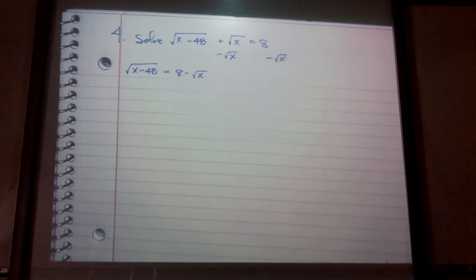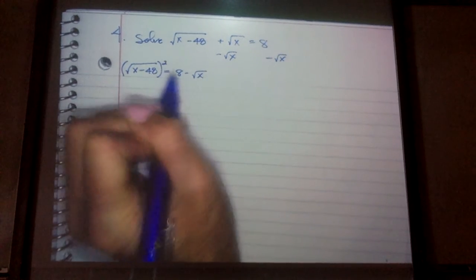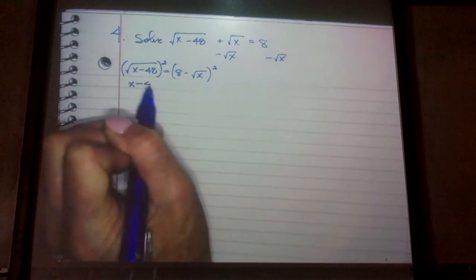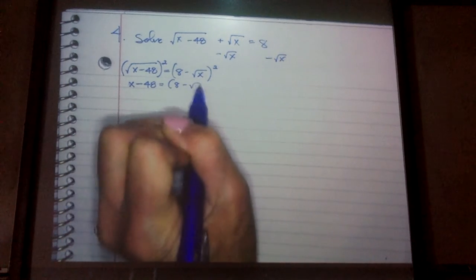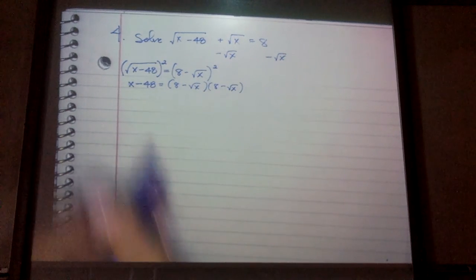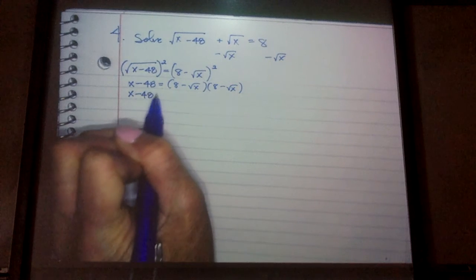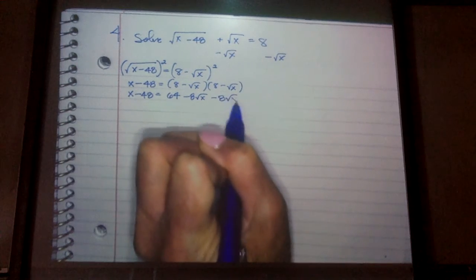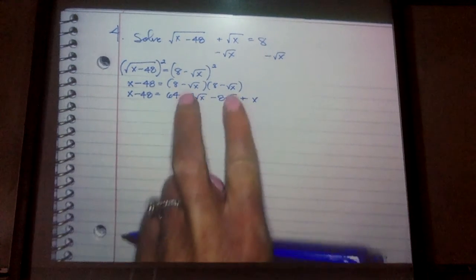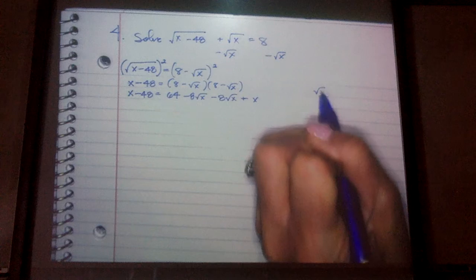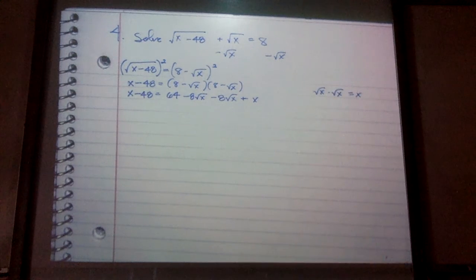Now to get rid of this square root, I'm simply going to square both sides. So on the left, these cancel, and I'm left with x minus 48. And on the right, I have to actually distribute 8 minus the square root of x times 8 minus the square root of x. So the left stays the same. I'm going to distribute the right. I should get 64 minus 8 root x minus 8 root x plus x. Now that's because when I multiply a negative times a negative, I get a positive. And remember, the square root of x times the square root of x is just x, that shortcut. The square root of 5 times the square root of 5 is just 5.